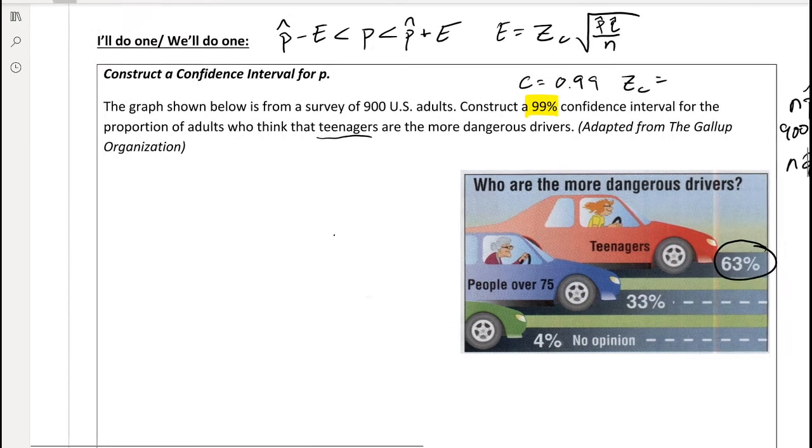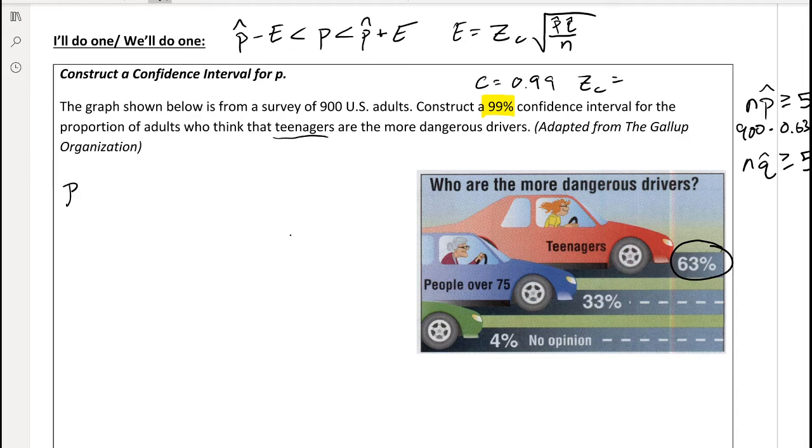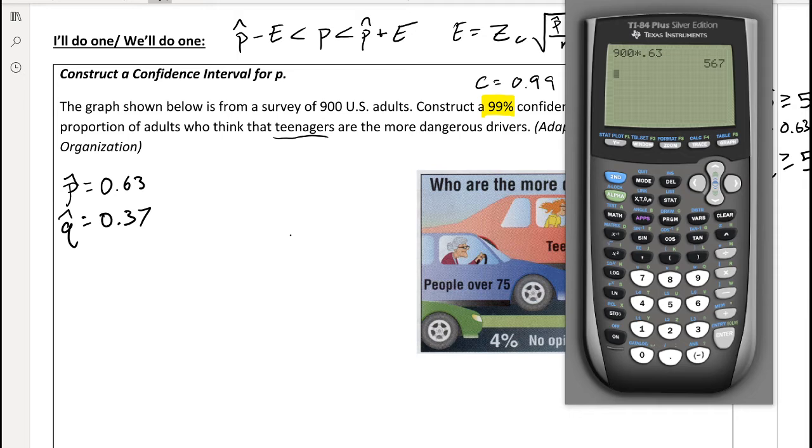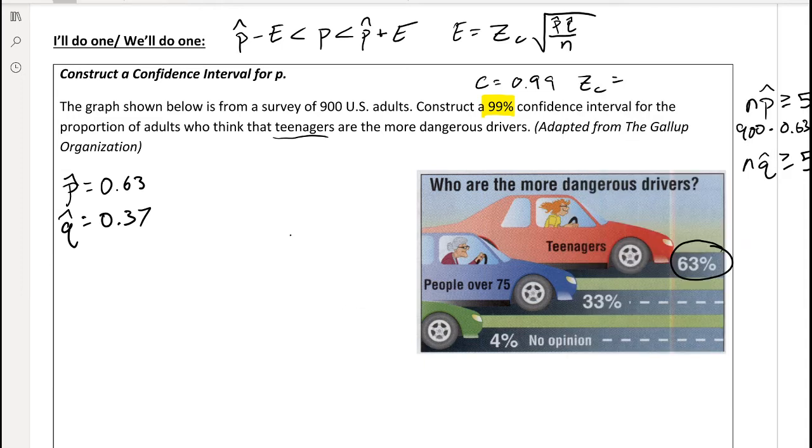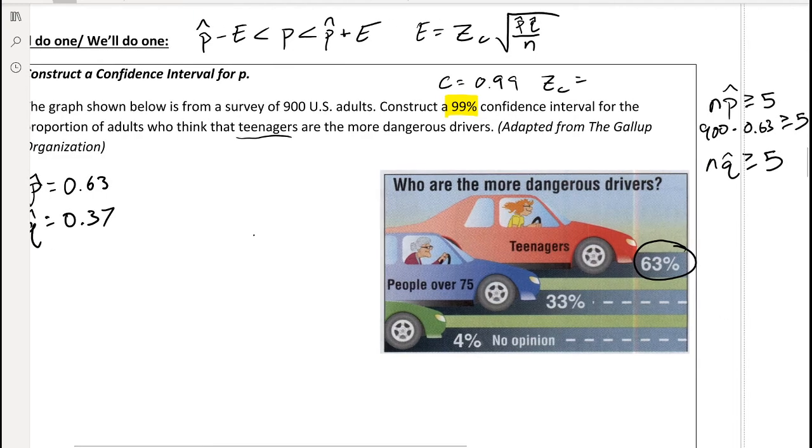Let's write that out here just so we have everything organized. So p hat is equal to 63%, and then we have q hat, which is 1 minus that, which gives me 37%. I plug that in to double check, is that times 900 greater than or equal to 5? I multiply that out right here, and yes, that is bigger than 5. So both of them are larger than 5. This checks out based off the calculator.